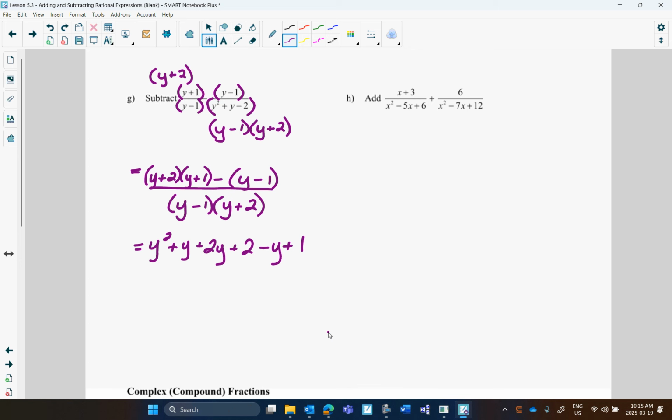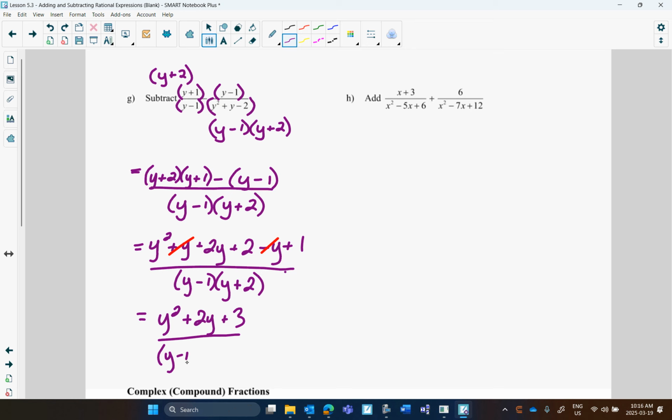Notice those can go. Plus y minus y. Don't have to worry about those. I've got to write in my denominator, y minus 1, y plus 2. And then what do I get? Y squared plus 2y plus 3 over that.